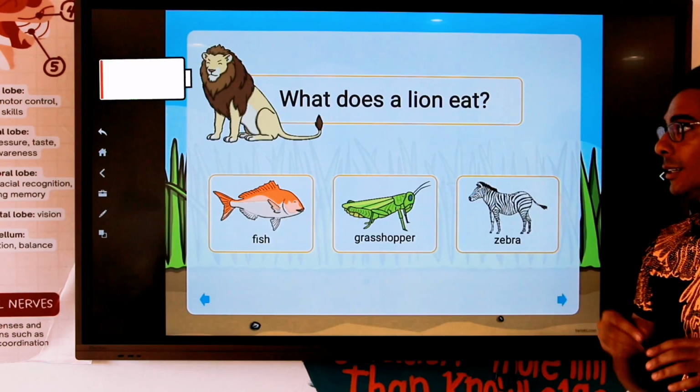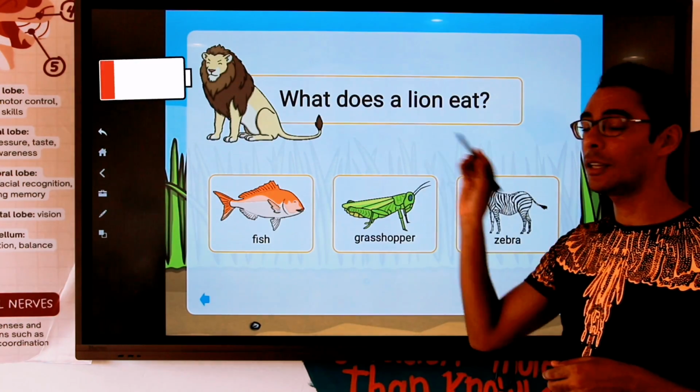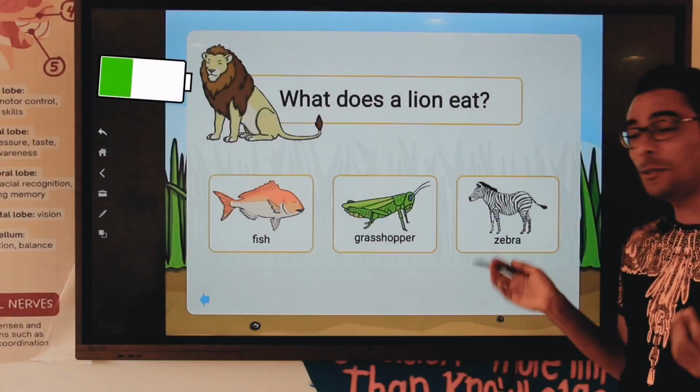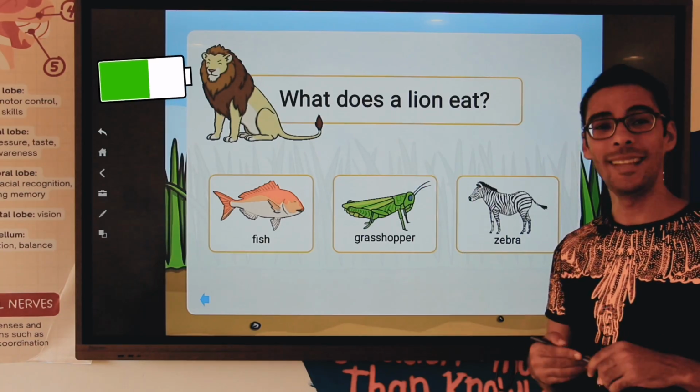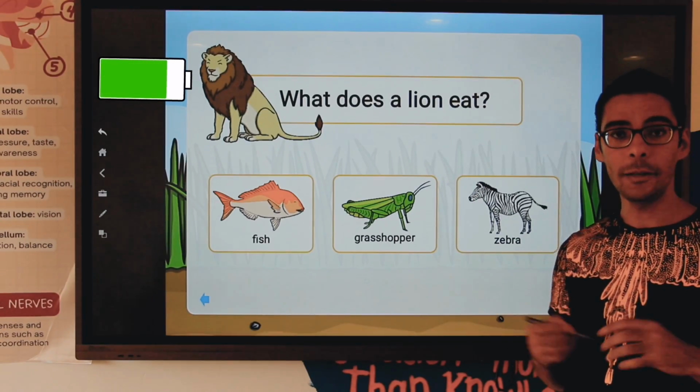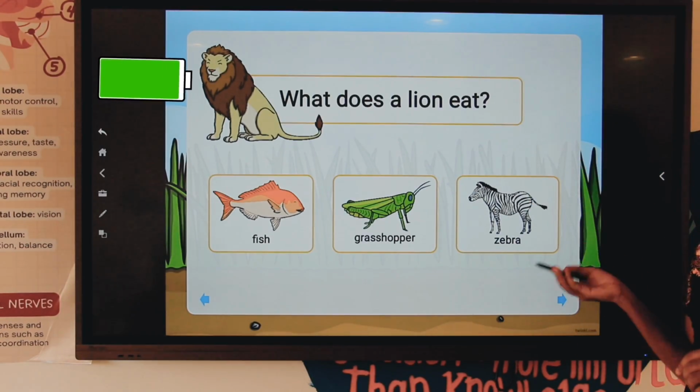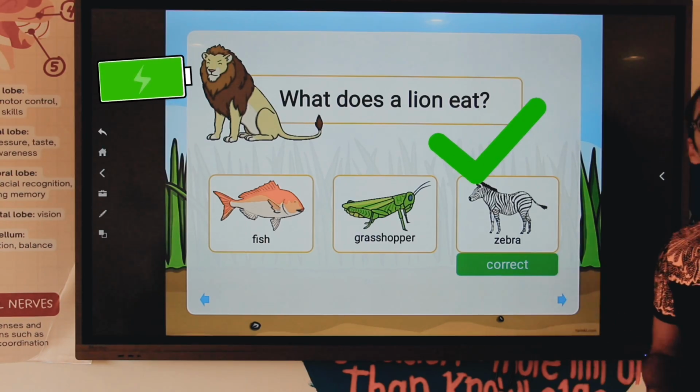So which animal here lives in the same habitat with the lion, and could be a suitable meal, a delicious meal for the lion? So the lion eats this animal to get the energy. If your answer was the zebra, that's the correct answer.